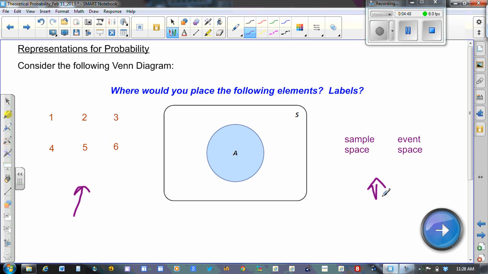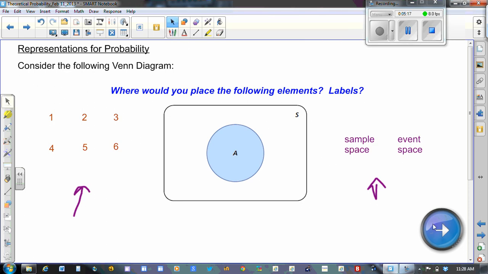So take a moment to consider the event, which is rolling a number bigger than 2. Consider all of the outcomes that we have, what you think the sample space might be, and what you think constitutes the event space. So take a moment and think about where you'd place those numbers. You might want to pause the video now because I'm going to reveal an answer. So give yourself that think time.